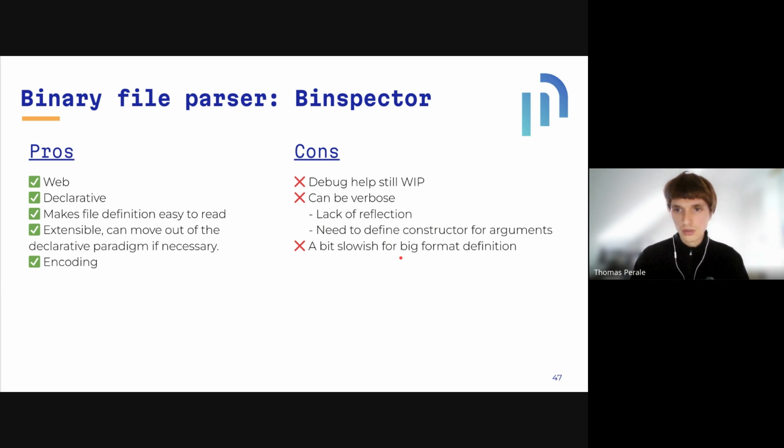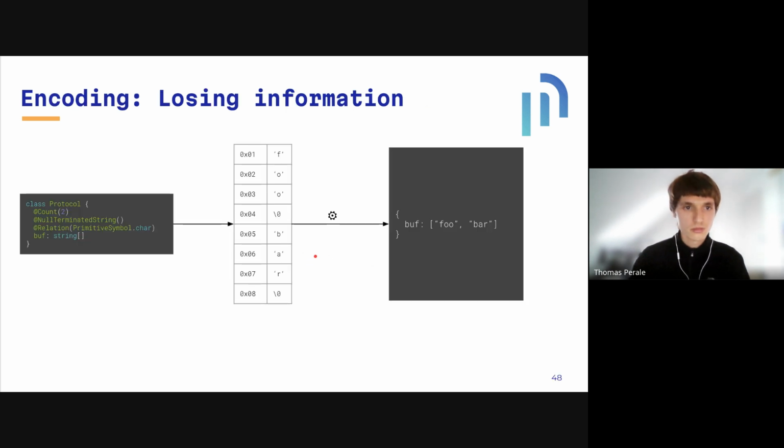And yeah, it can be a bit slow for big format definitions. The FIT file has more than 1,000 field definitions, and I generated a class for every one of them. The first time you start the program, it will need to generate the metadata for every one of those objects before you can start parsing the file. So yeah, the first execution is a bit slow.